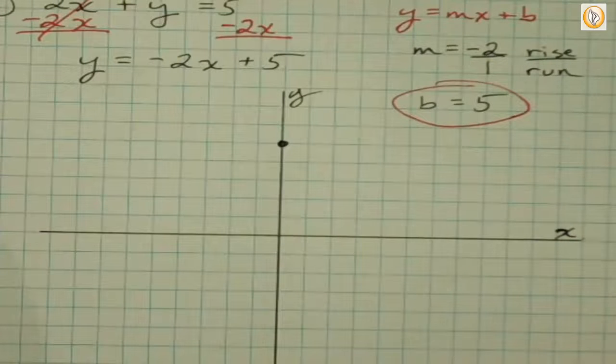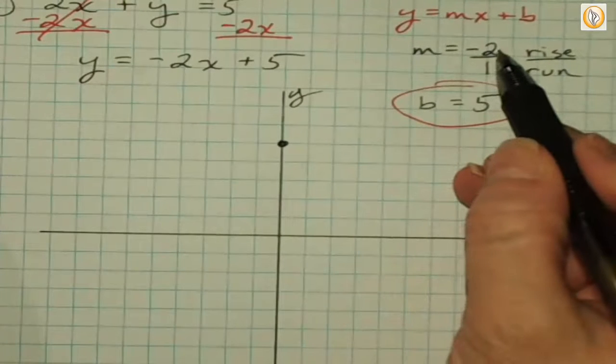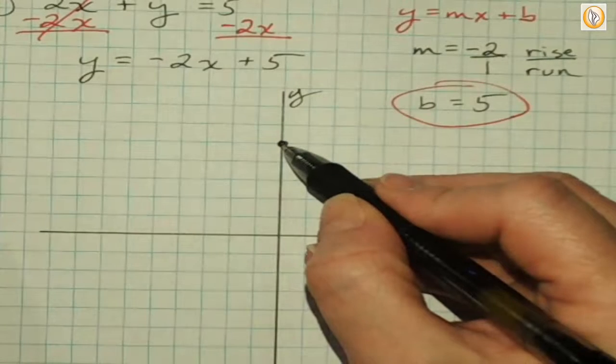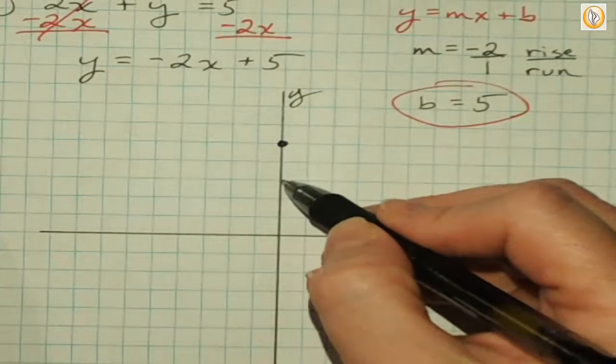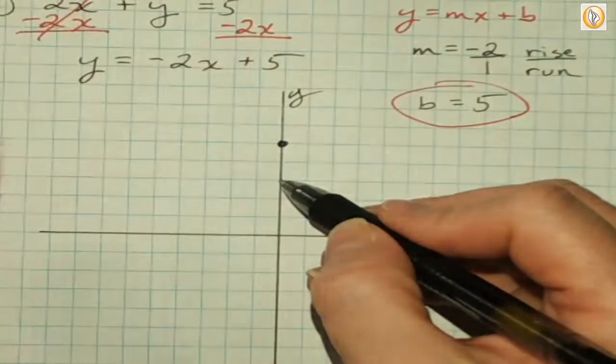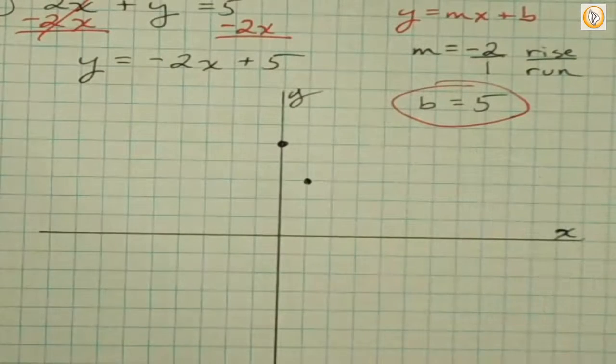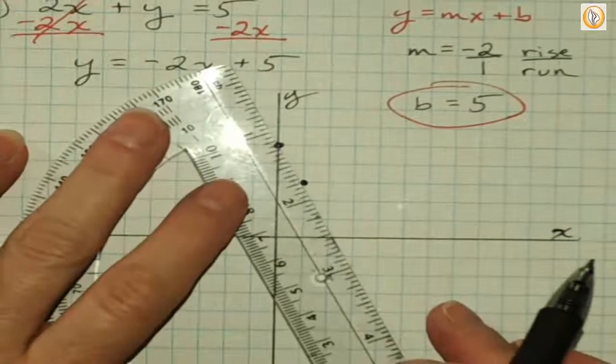Perfect. Okay, so the slope was -2. Therefore, you start here and you go down 1, 2. And then the 1 was positive, so you went over 1. I didn't do the line straight though. That's okay. And then you connect.